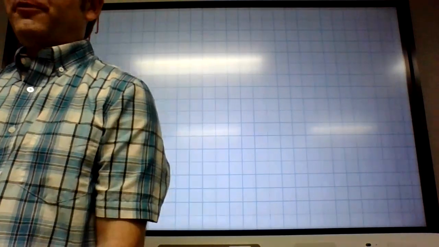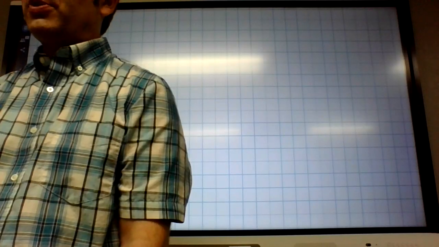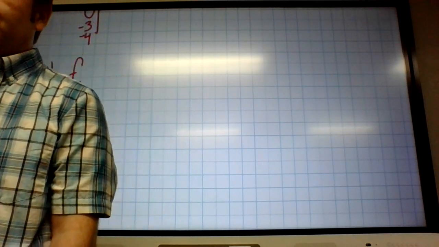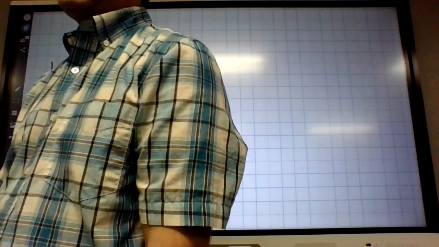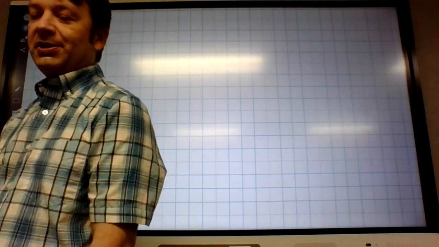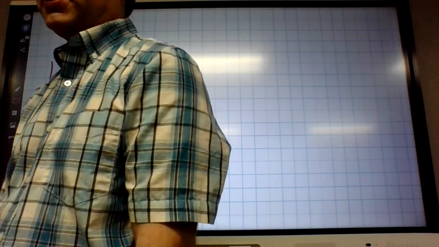Okay, number 5, what is the y-intercept? Where is it crossing the y-axis? 0, 2. G. Good. Number 6, what is the x-intercept? Doesn't exist. It doesn't hit. I.